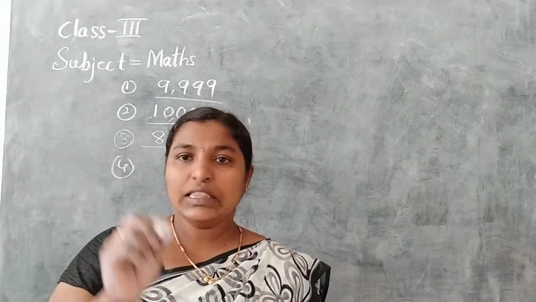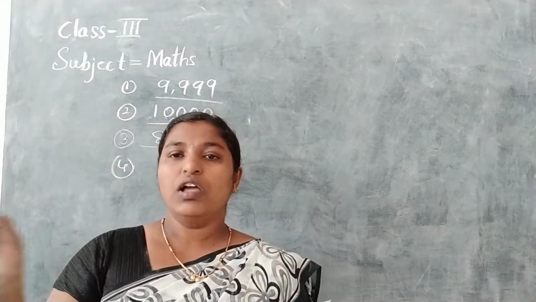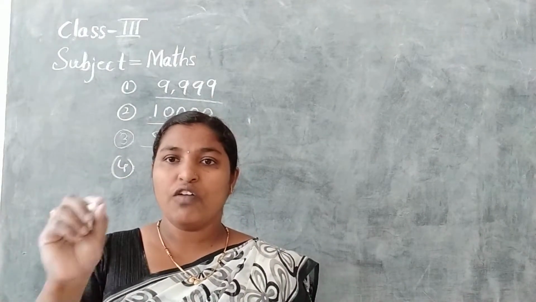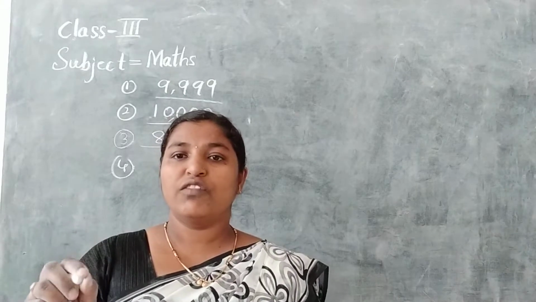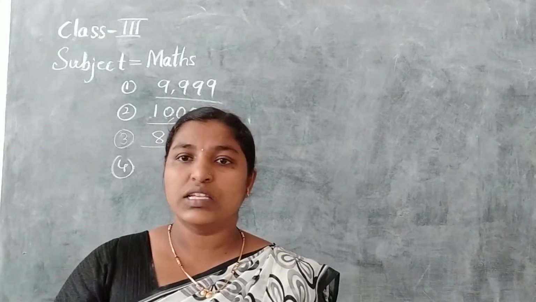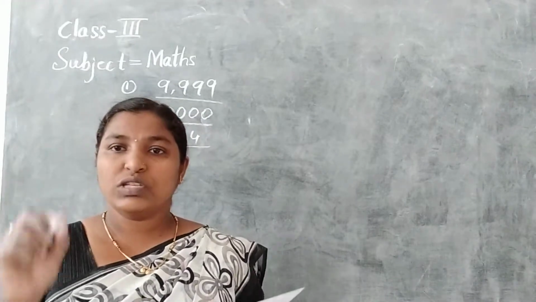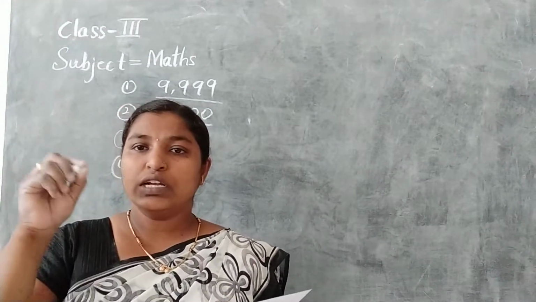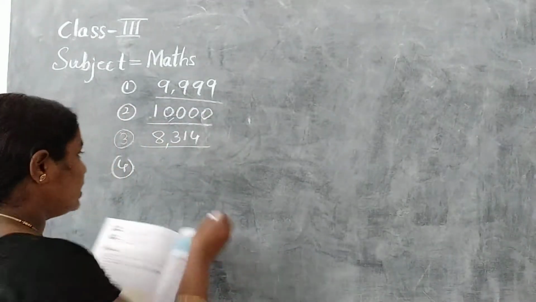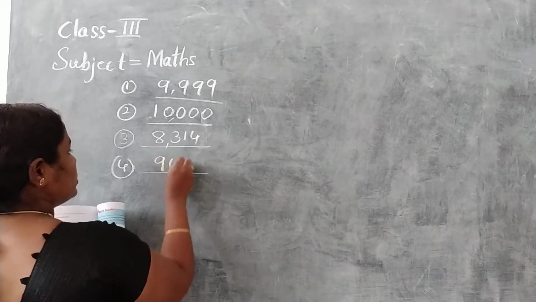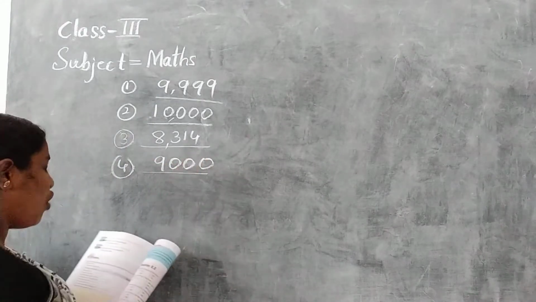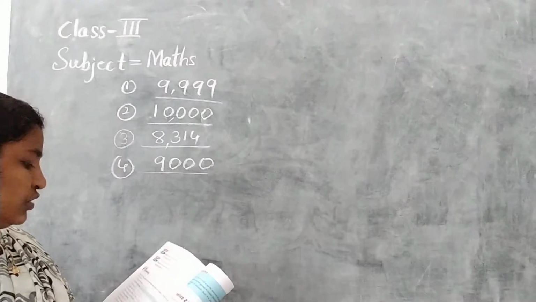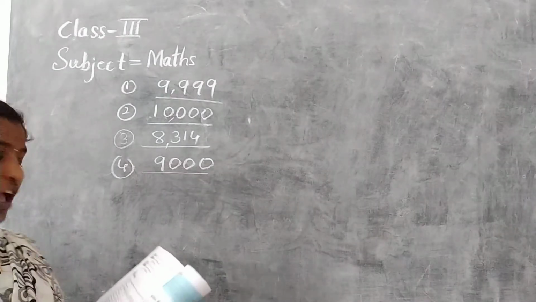9,312. So in 9,312, if we want the place value of 9, we should identify in which place it is. So 9 is in the thousands place. So 1000 into 9, the answer is 9,000. The place value of 9 in 9,312 is 9,000.